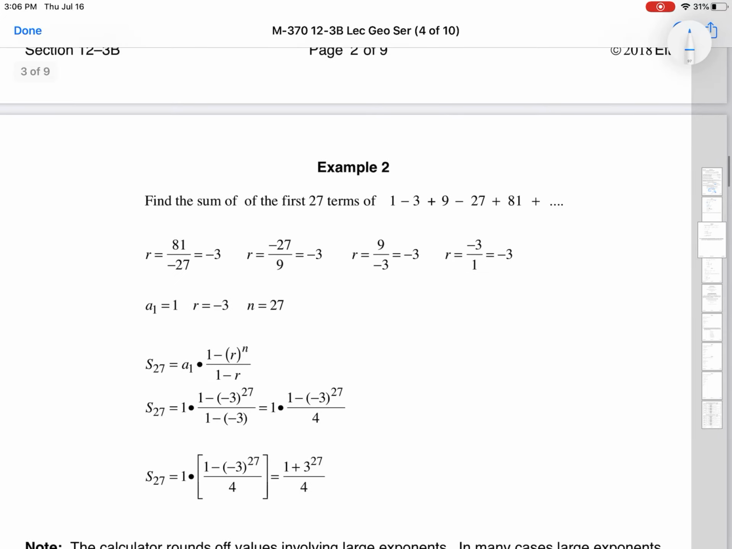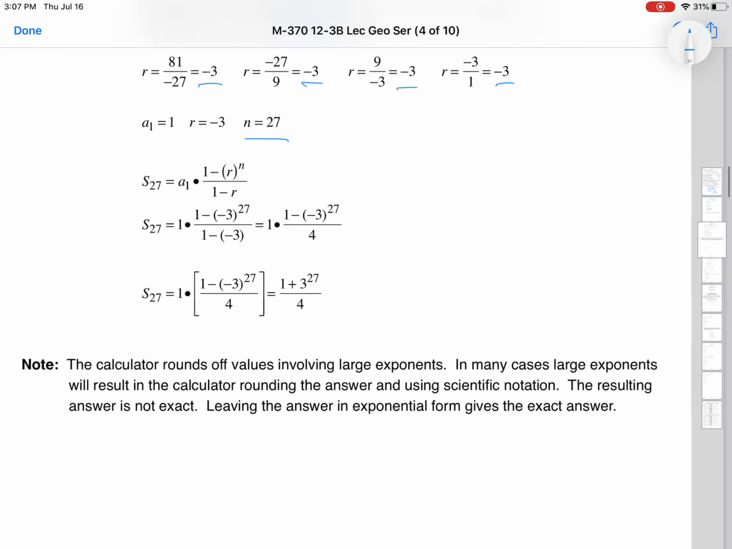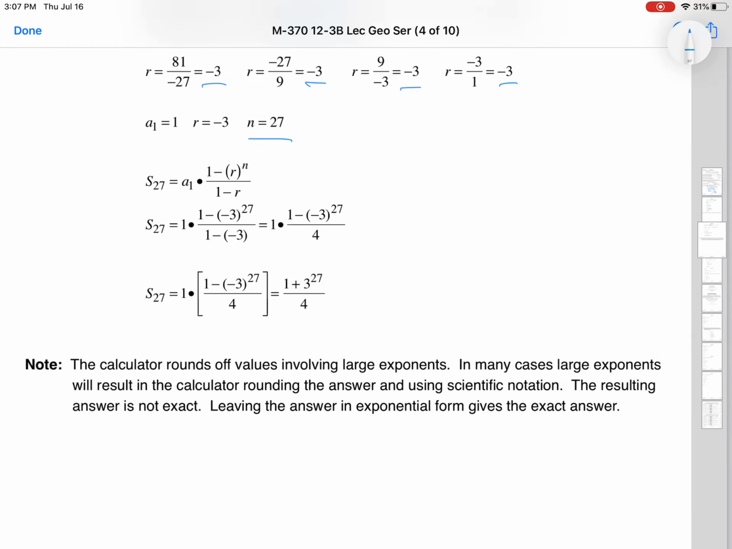So again, here we're going to recognize, oh, negative 3 is being multiplied every time. And so we're going to drop a negative 3 in there. And we're looking for the first 27 terms because that's what they asked for. And so we're just dropping it in, clearing up as much as we can, and then using a calculator. The calculator is going to sometimes have an issue. Leaving the answer in exponential form gives the exact answer.